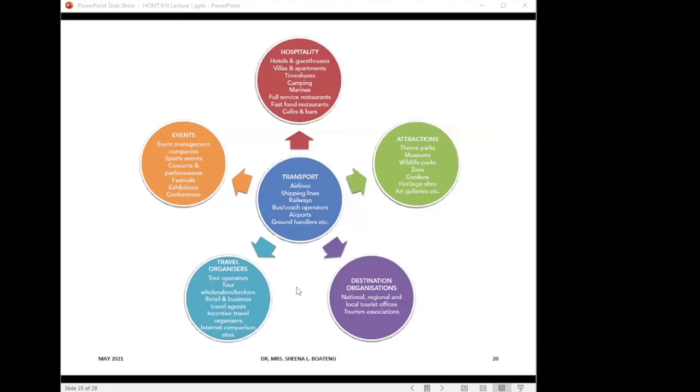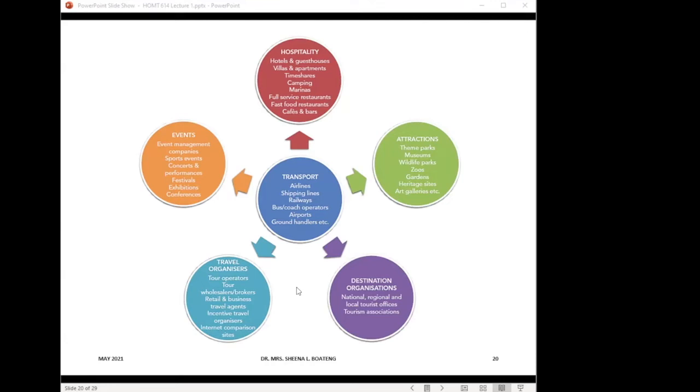So in terms of interdependence from this model, we can see that there is a core group of sectors that interact and interdepend on each other. At the core of the sector, we have transport, which plays a pivotal role in moving the tourists from one destination to the other, be it domestically or internationally. In the middle under transport, we have airlines, shipping lines, railways, bus and coach operators, airports, ground handlers, among others. All those who have something to do with the transport sector are in the middle because they help us to move the people from one place to the other.